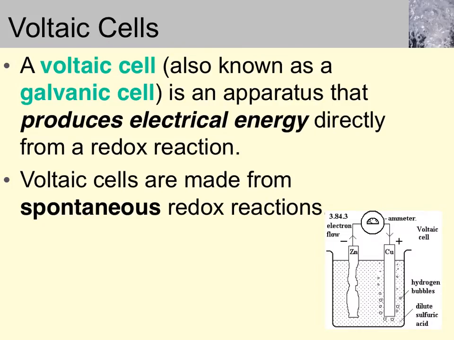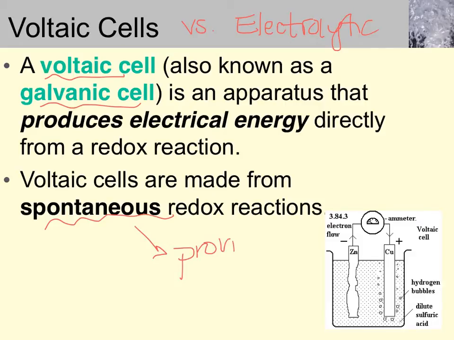There are two types of cells. There's a voltaic cell. You'll hear it occasionally called a galvanic cell also. And that's different than, I think it's the last topic we'll talk about in this chapter, which is electrolytic cells. The key difference is a voltaic or galvanic cell is spontaneous. It goes without any outside intervention. And those are the type that provide electrical energy for us. And that's what we use for batteries.